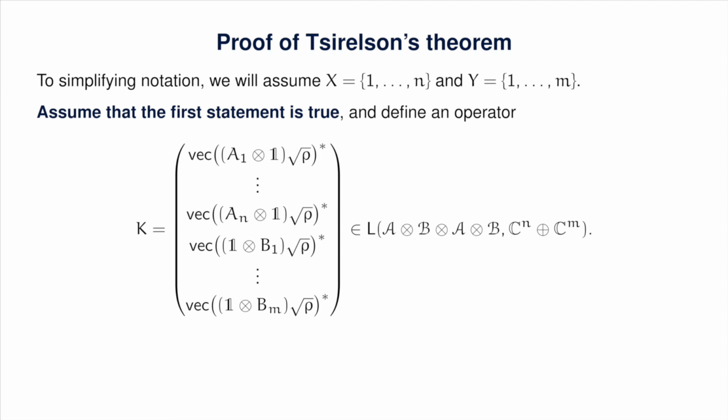The rows of K are vectorizations of certain operators defined by the state ρ and the Hermitian contractions A1 through An and B1 through Bm. So that's why the space is A tensor B tensor A tensor B. That's what we get when we vectorize an operator that maps A tensor B to itself. There are n plus m rows, so the space that K maps to is just C^(n+m). But here I've written that as the direct sum of C^n with C^m, just to stress the block structure of K times K star, which is then a positive semidefinite operator acting on the direct sum of C^n and C^m.